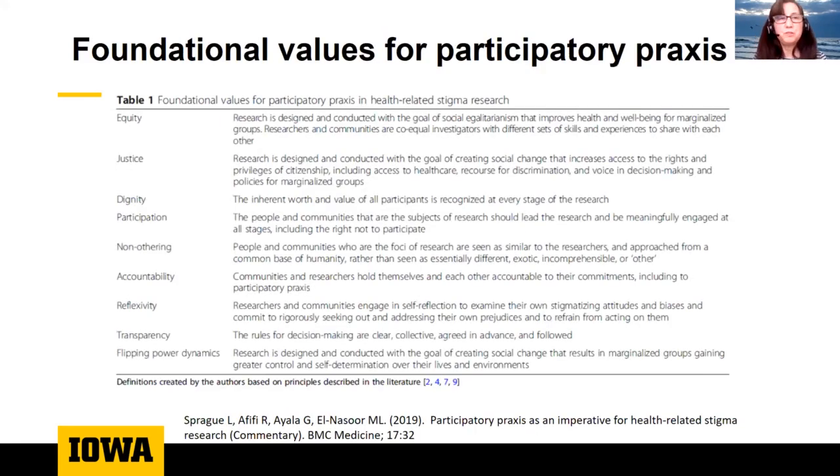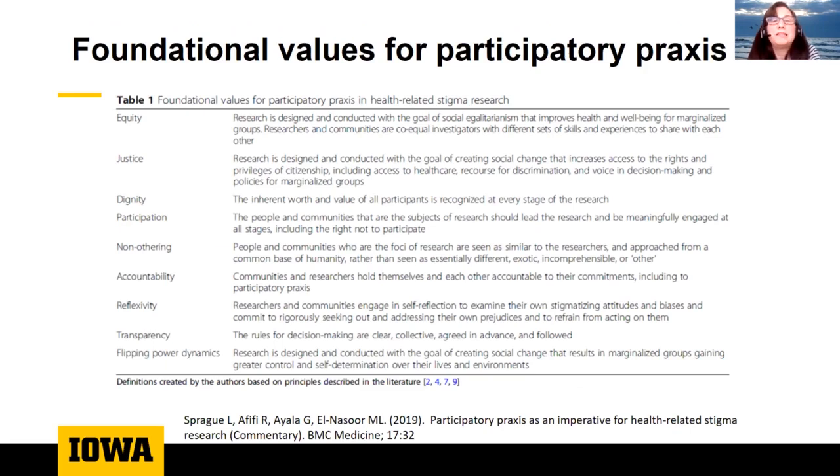In addition to the principles of CBPR, we argue in our opinion piece that there are foundational values for participatory praxis, and these are the ones that we suggest. I will only review a few. So justice. Research is designed and conducted with the goal of creating social change that increases access to the rights and privileges of citizenship, including access to healthcare, recourse for discrimination, and voice in decision-making and policies for marginalized groups.